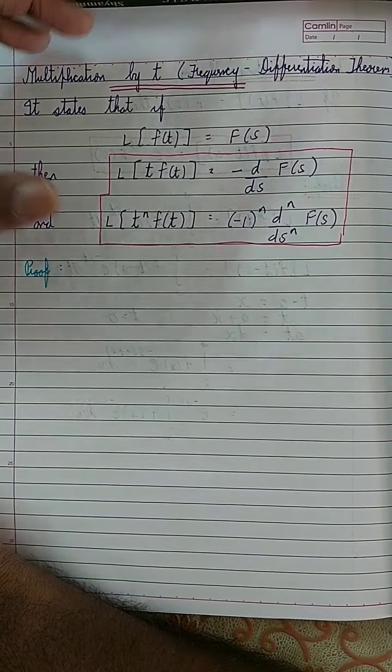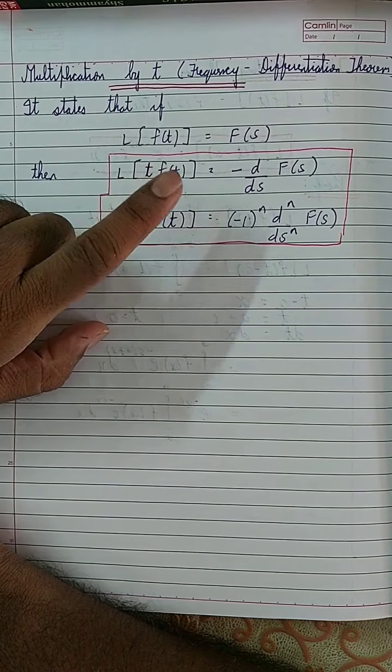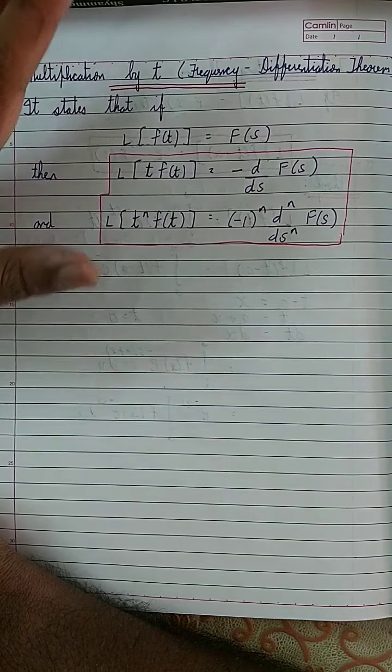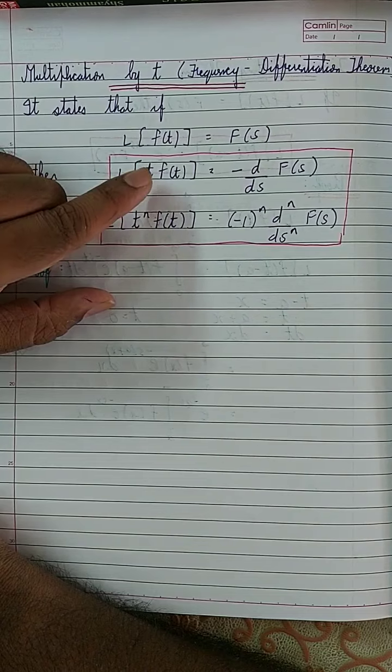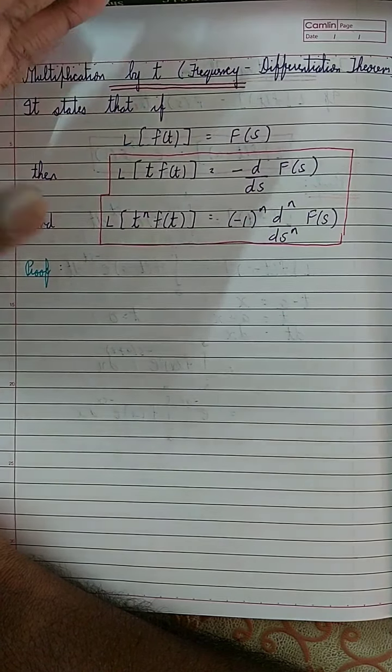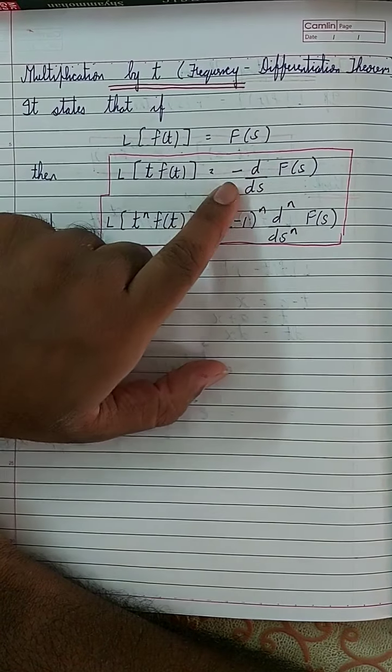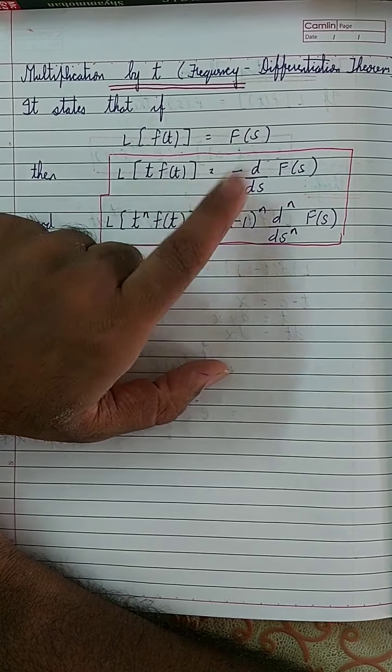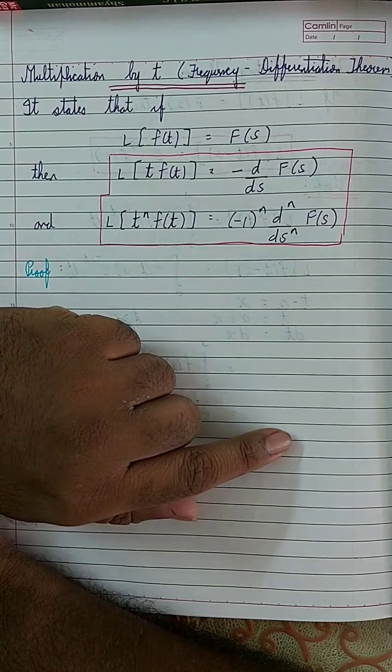That is why this is called multiplication by t. Just remember like this: if you see any problem in which there is a t or t square or t cube or anything like that being multiplied, then on the spot you should apply the frequency differentiation theorem or the multiplication by t property.